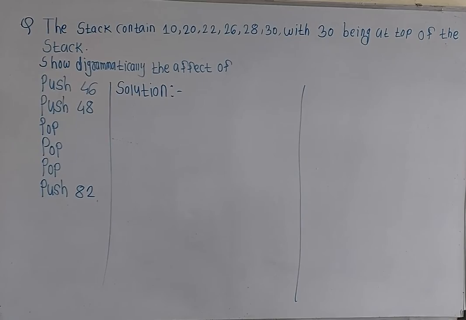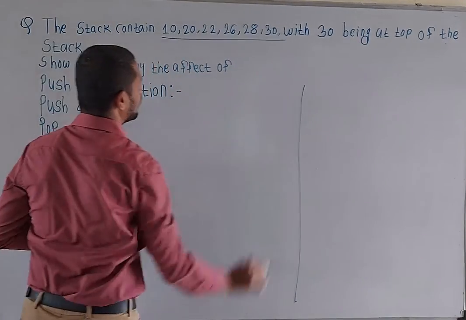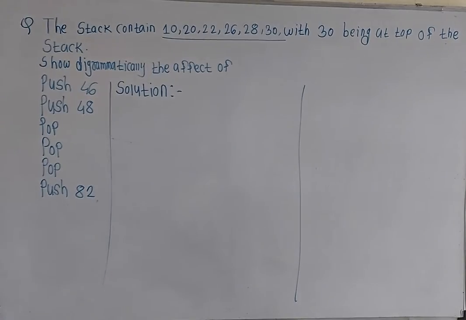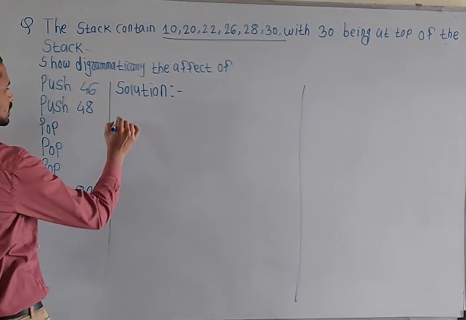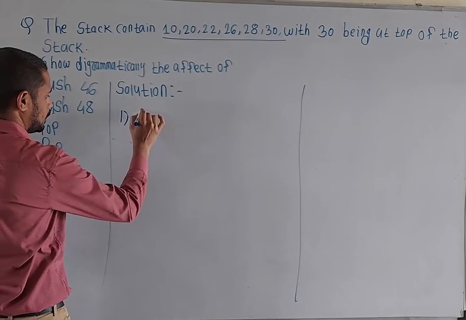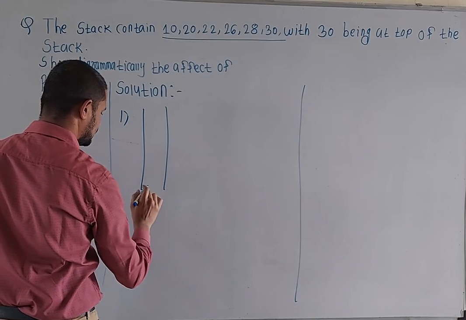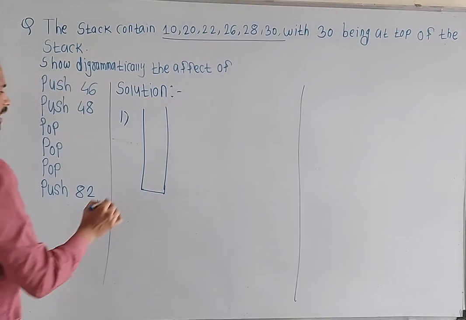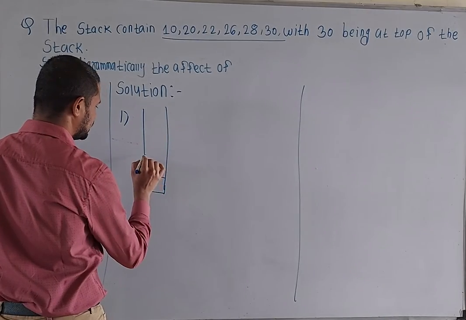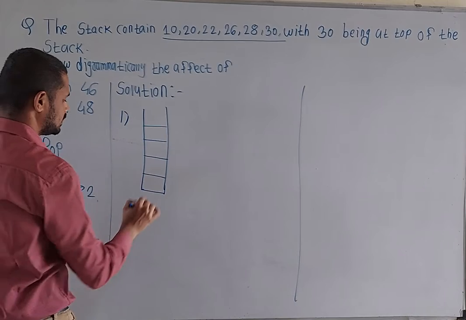create one stack containing these elements, and the top will be at the 30 location. So first we create a stack, that is an empty stack. After that, in that stack we insert the given elements.